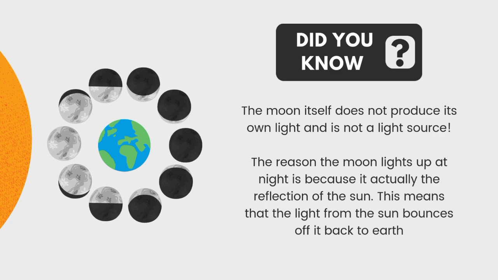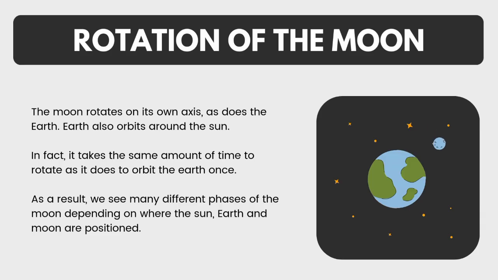Rotation of the moon. The moon rotates on its own axis, as does the Earth. Earth also orbits around the sun. In fact, it takes the moon the same amount of time to rotate as it does to orbit the Earth once. As a result, we see many different phases of the moon depending on where the sun, Earth and moon are positioned.